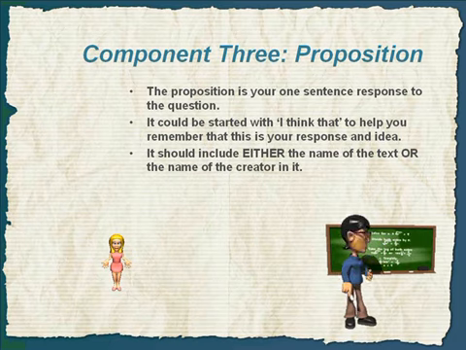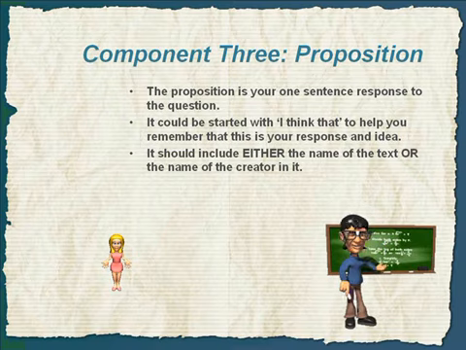And it should include either the name of the text or the name of the creator in it. So this proposition should have one of those two things, either the name of the text or the creator.